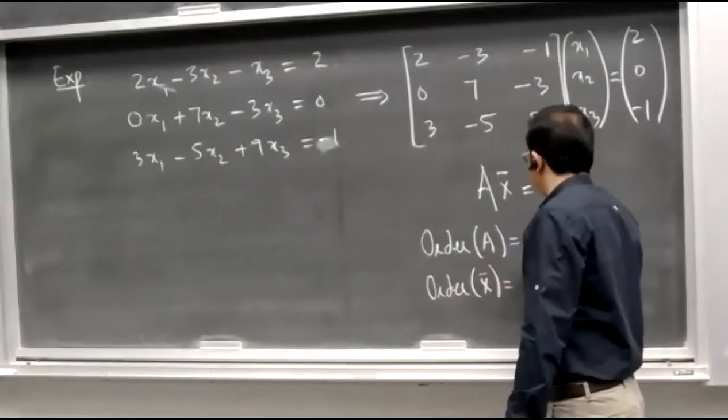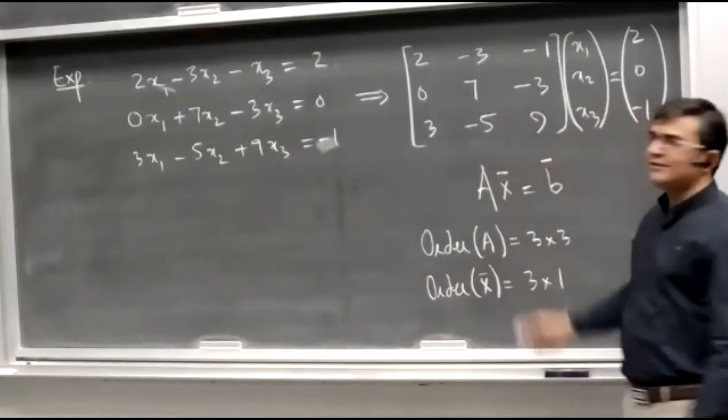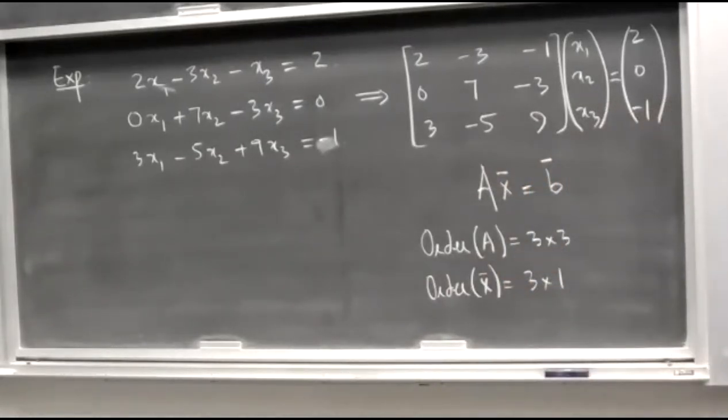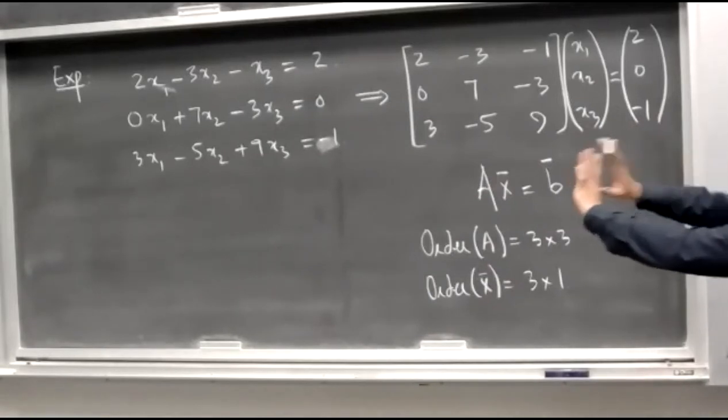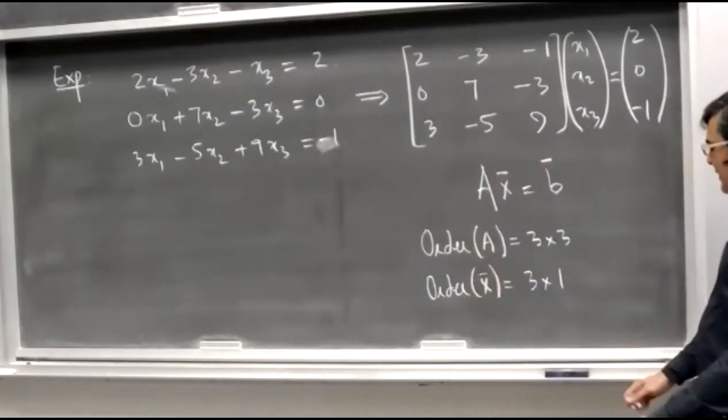Order of X is 3 into 1. And order of B similarly is 3 into 1. I hope you get how to write any linear system into the matrix form.